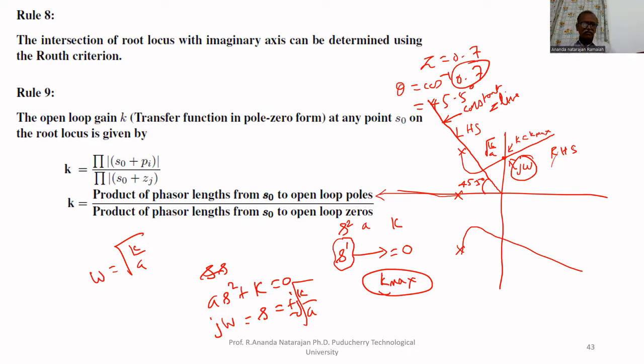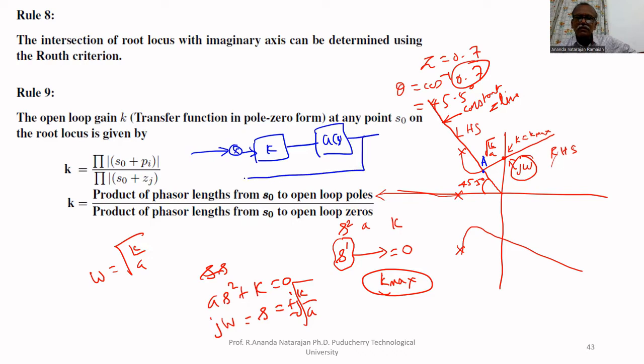Now it intersects the root locus at A. At this point, what is the value of K? If you substitute that value of K as controller gain, then the system will exhibit a damping factor of 0.7. How to find K at A? For that, what are the poles? Poles are P1, P2, and P3.